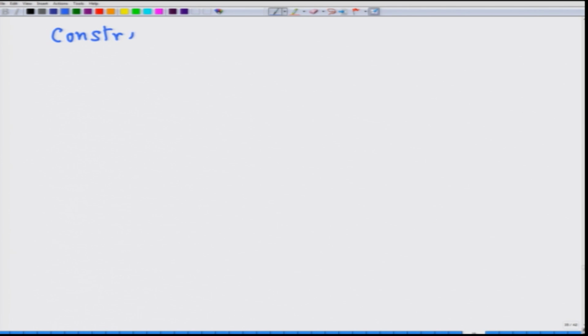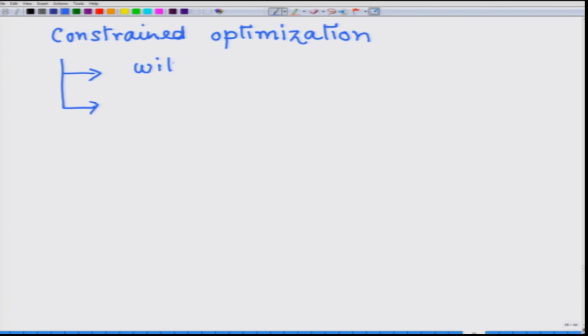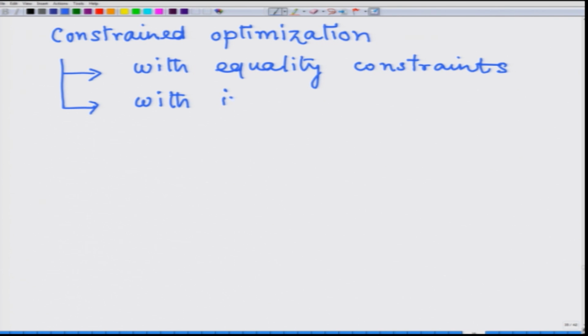Constraint optimization type problems can be classified in two groups. One is with equality constraints, and the second one is with inequality constraints.